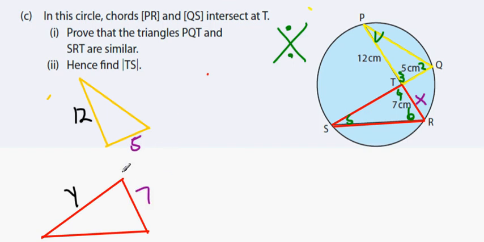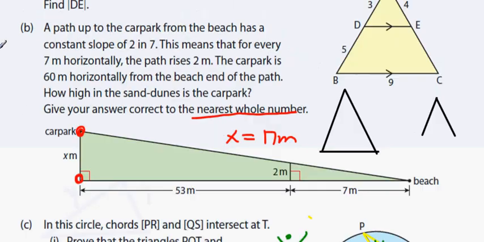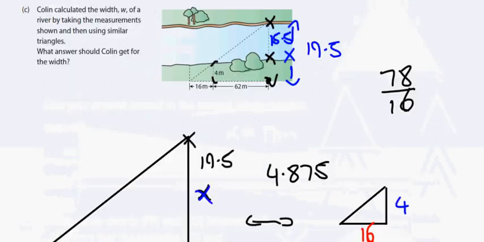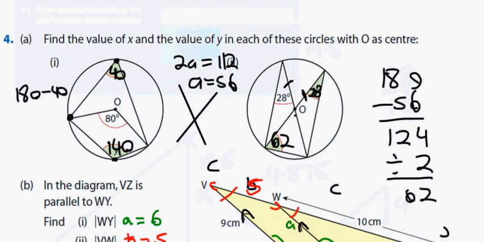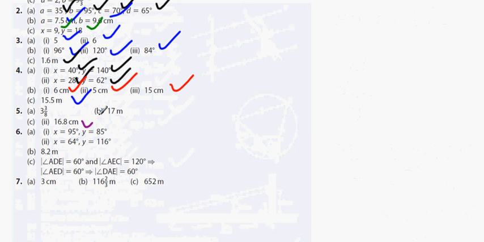So the red triangle is bigger than the yellow triangle by a factor of 7 over 5. So this means that if you multiply 12 by 7 over 5, you find out what Y is. So we multiply 12 by 7, divided by 5. And what we should get is 84 over 5, or 16.8. So let's see for 5C if the answer is 16.8. There it is there, 16.8.